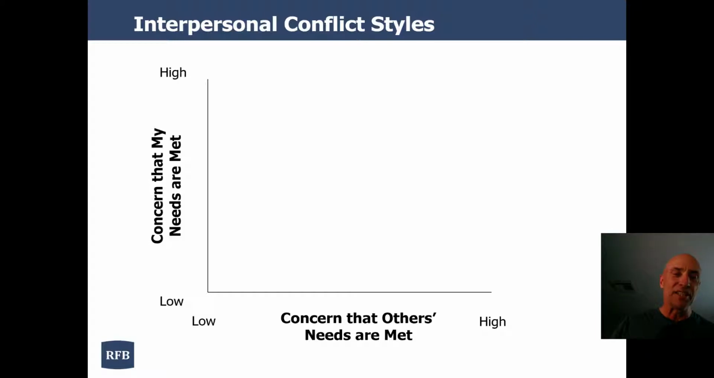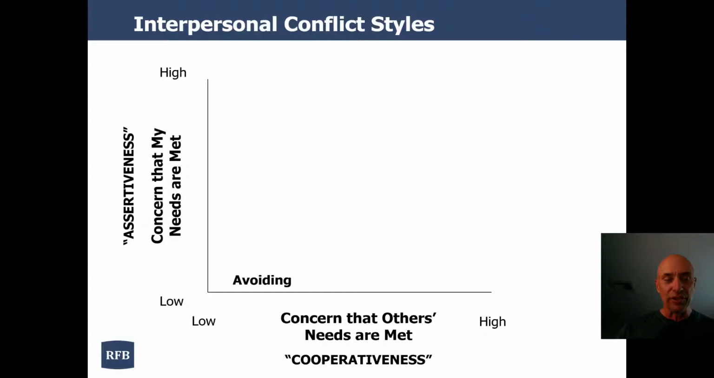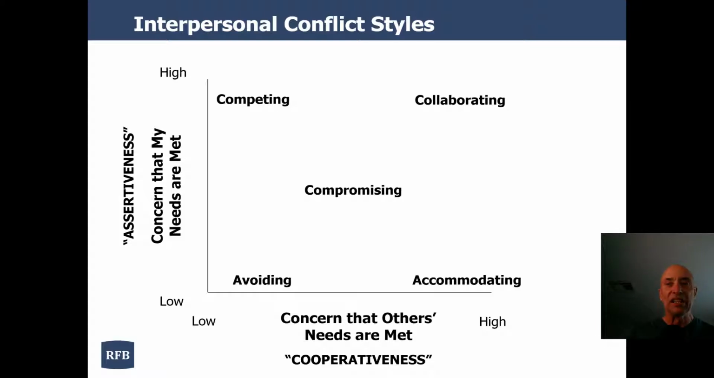They created the Thomas-Kilmann Conflict Mode Inventory, or TKI for short, and they called these 2 areas assertiveness. That is, your concern that your own needs are met will behaviorally show out as assertiveness. And behaviorally, your concern that others' needs will be met was labeled cooperativeness. From this, they posited 5 styles: avoiding, competing, accommodating, compromising, and collaborating. Let's look at each of those in a little bit more detail.